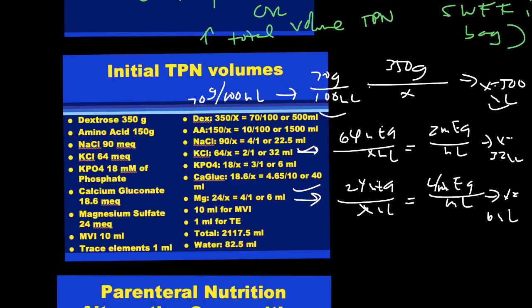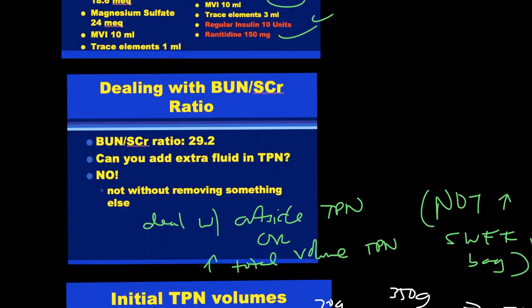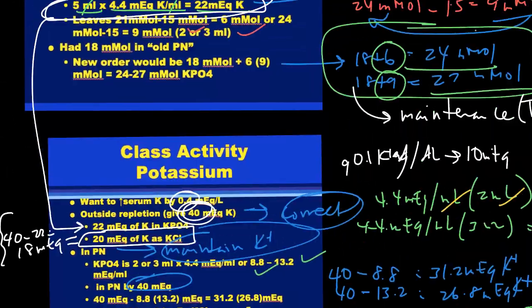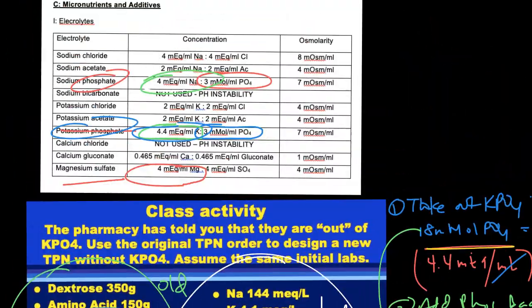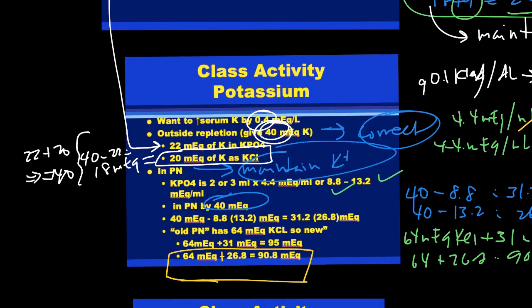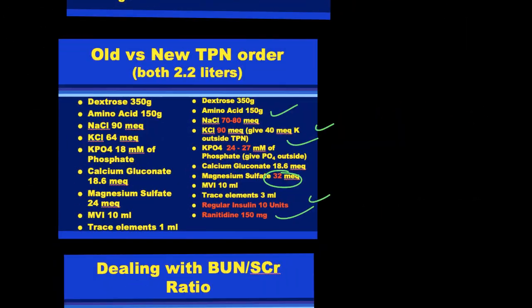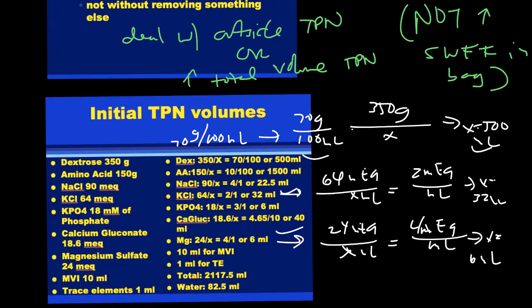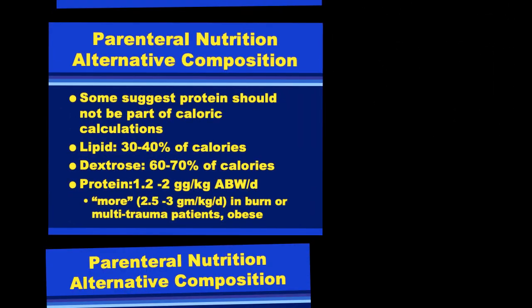So once you know the concentrations based on this table, then you can solve for the milliliters. I just showed you a few. Hope you know how to figure out the rest. If not, let me know or ask another classmate.